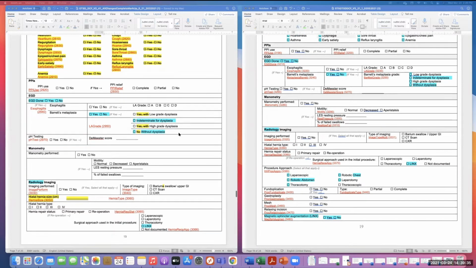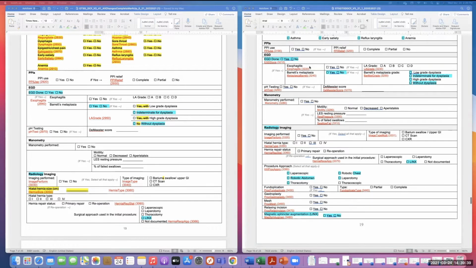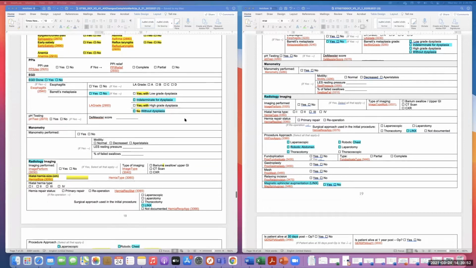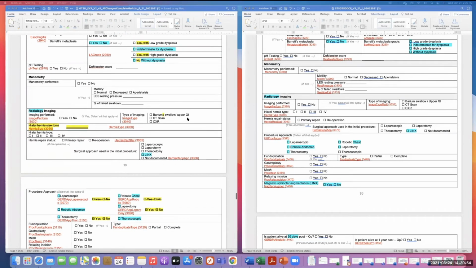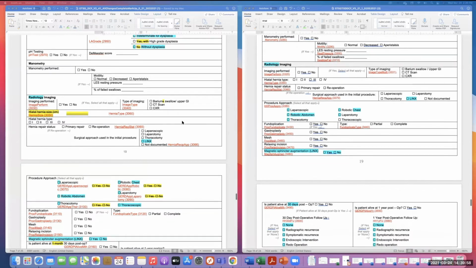And the EGD done as a parent to the esophagitis and the Barrett's metaplasia, and then the LA grade and the Barrett metaplasia grade. No major other changes there. We got rid of the hiatal hernia size, corrected some spelling, I guess.